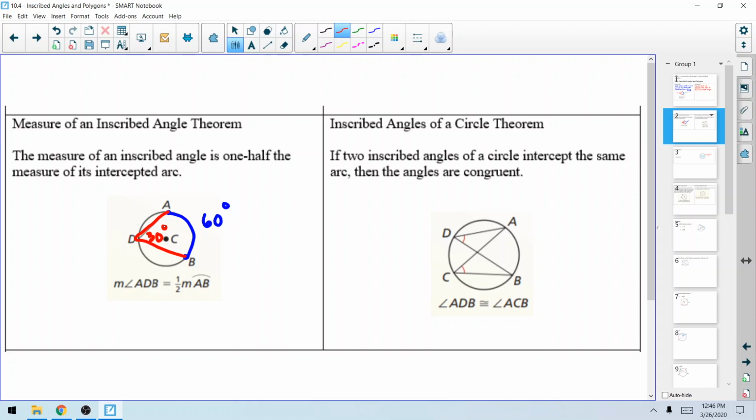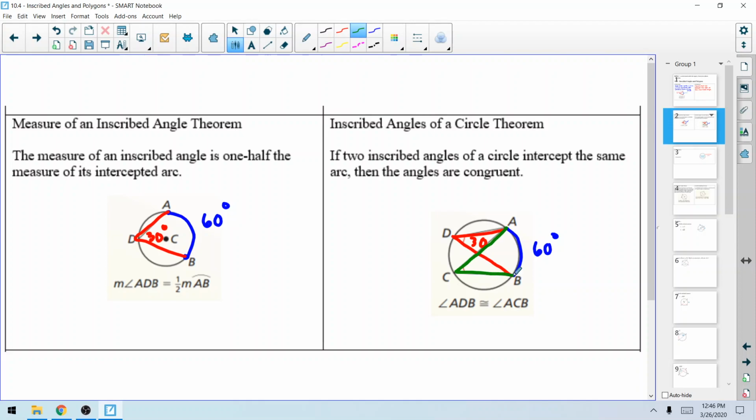Moving on, inscribed angles of a circle theorem. If two inscribed angles of a circle intercept the same arc, then the angles are congruent. So what that means is, let's take a look at this angle right here. Okay, and his intercepted arc is AB. Well, let's pretend for a minute here that AB is still 60 degrees. Well, then we know, because we have an inscribed angle, that angle D over here is going to be 30 degrees. Well, let's take a look at our other angle over here that goes from A to C to B.